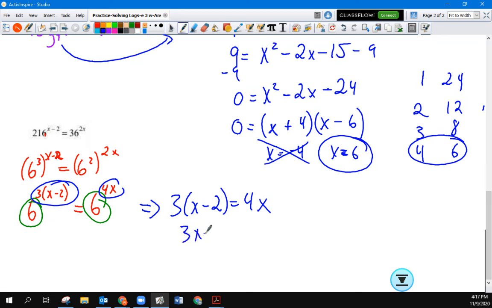So 3x minus 6, 3x negative 6 equals 4x. Subtract 3x from both sides, and you get negative 6 equals x. And since it's exponential, we don't actually have to check that solution. Only have to do it with logarithms.